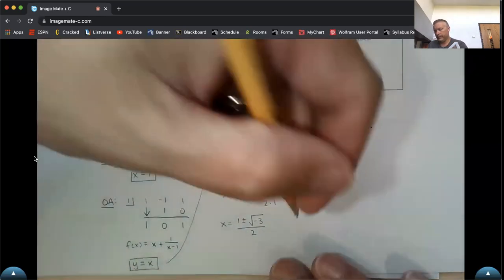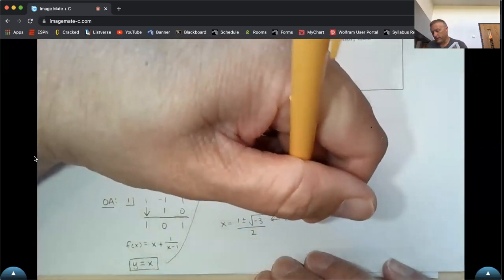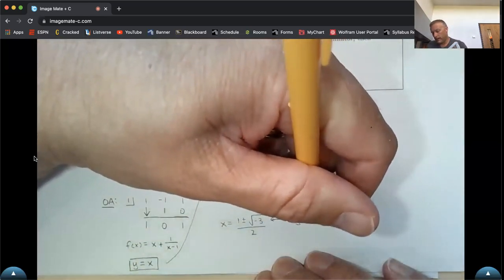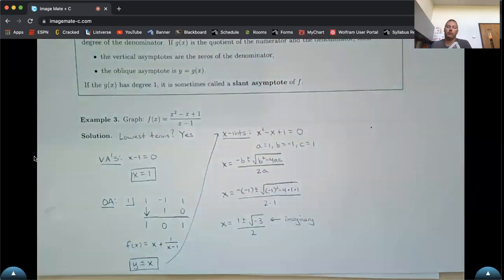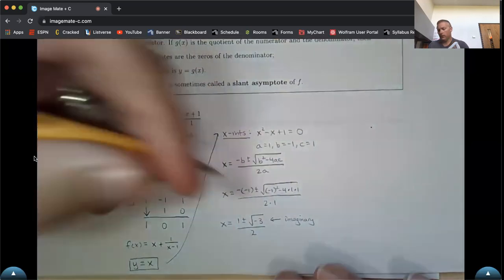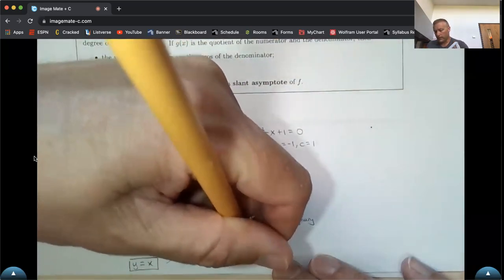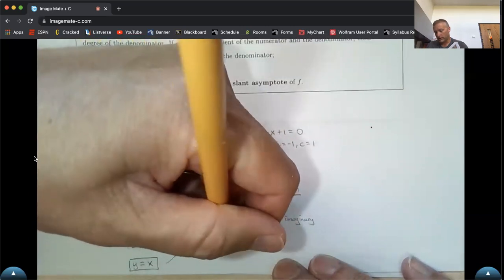But the square root of negative 3 is an imaginary number. We don't have a problem with that theoretically, but we can't graph it, and that's what our goal is. The x-axis doesn't have any imaginary numbers on it. So we conclude then that there are no x-intercepts. There don't have to be x-intercepts.